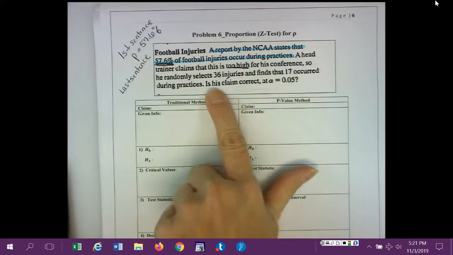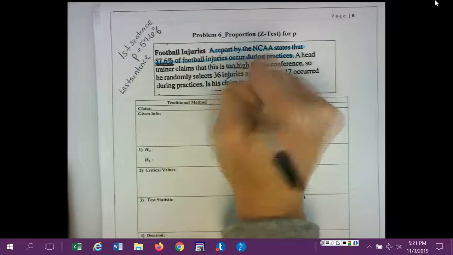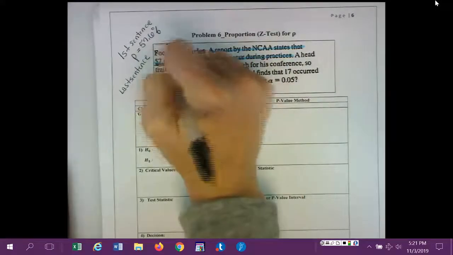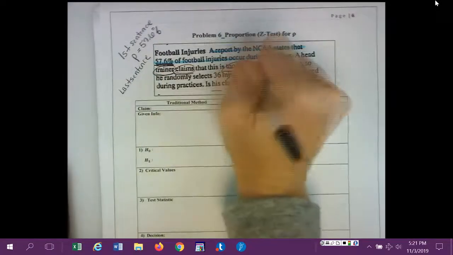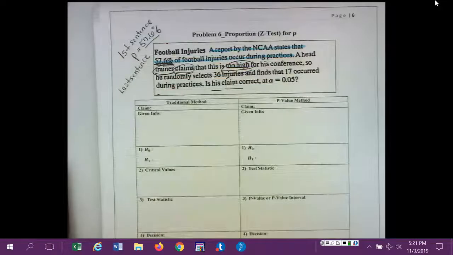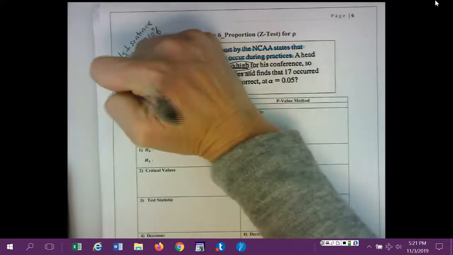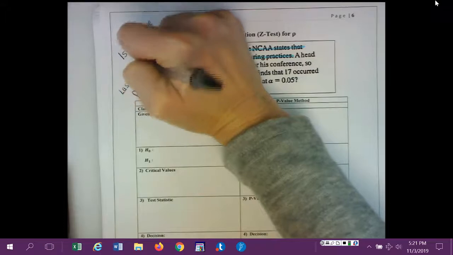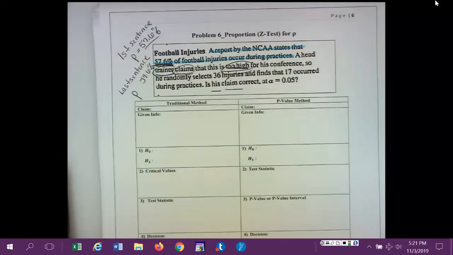Is his claim correct? So here's your question. His claim is referring back to the trainer who claims that this is too high. This number is too high for his conference. So if that number is too high for his conference, we have to think about what that symbol means. So I'm going to put row and 57.6%. And we have all kinds of symbols that we could put there, but it has to mean too high for his conference. So the report says that it is exactly 57.6, but a head trainer claims, no, that number is too high for my conference.